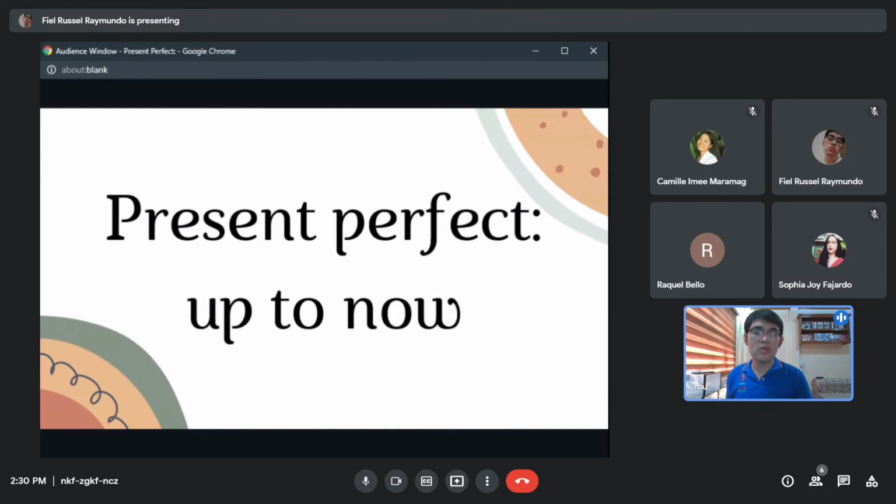Very similar to present perfect tense. It's like when you use up to now and present perfect together in a sentence, it's like a complete and perfect marriage.